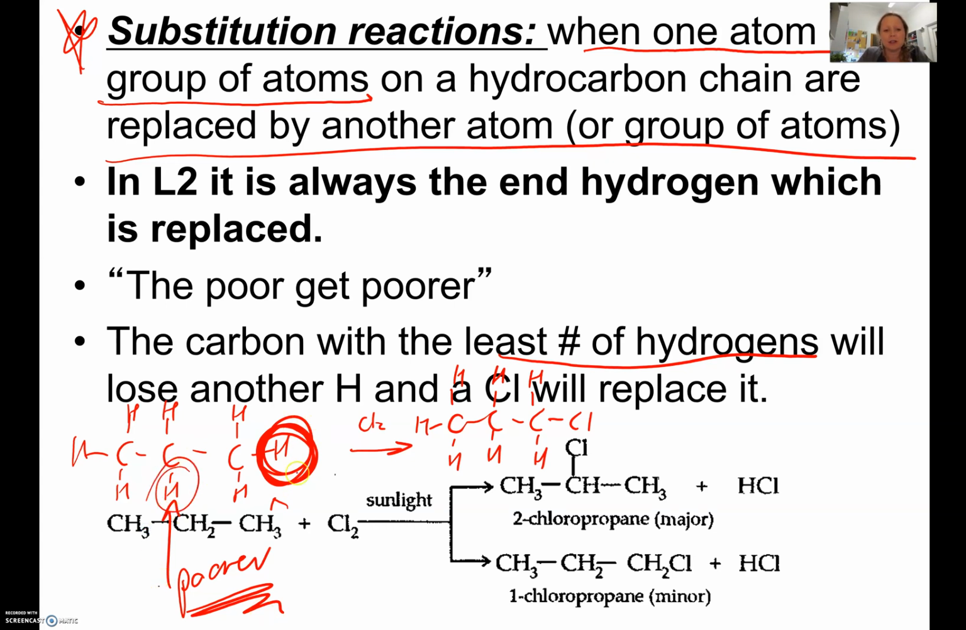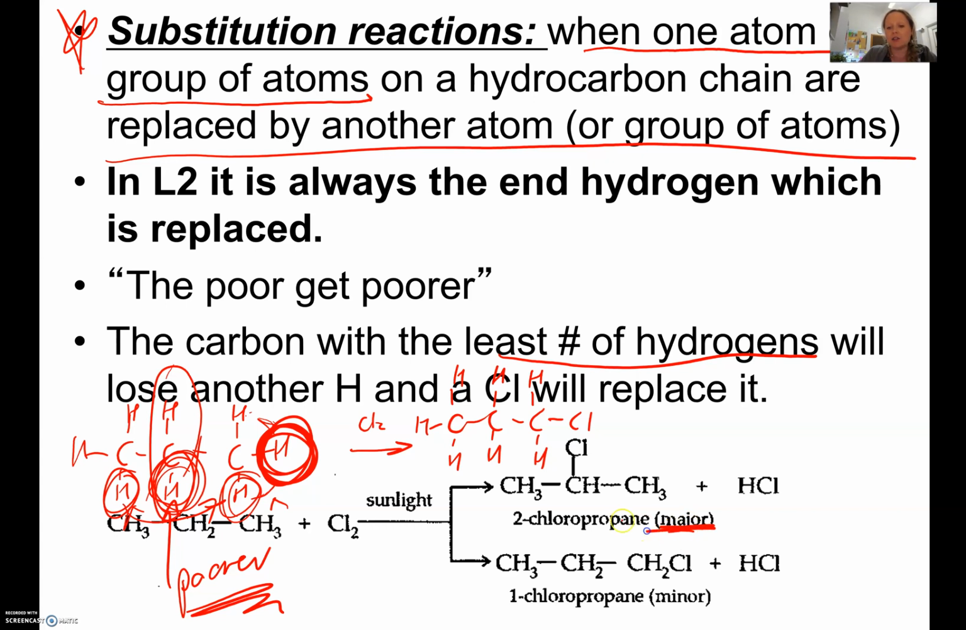Now this one can also be lost as well, or one of these ones on this carbon. By the way, these are all equivalent, so it doesn't matter which one. So this one will actually come off most of the time, but this one will also come off. Now that's the same as this one. So these ones coming off are identical because it reads the same forwards and backwards. So just remember that. The poor get poorer because our middle carbon's only got 2 hydrogens, but our carbons either side have got 3. Technically this middle carbon is poorer, so it's going to lose its hydrogen.